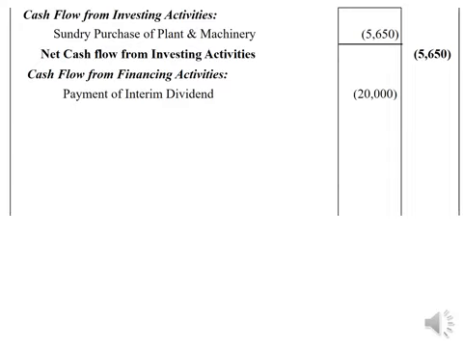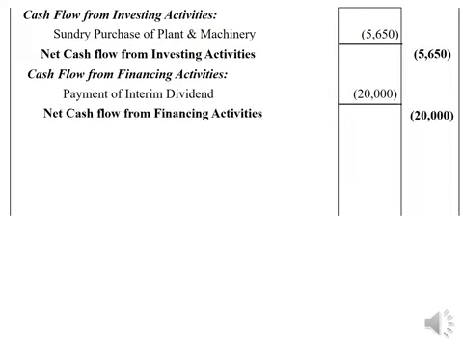Issue of shares to another company will not find place here because that has been issued to purchase assets of another company. Current assets purchased out of issue of shares, that is stock purchased out of issue of shares, have already been considered under working capital changes. Therefore, we need not mention it again here. So 20,000 is the net cash flow from financing activities.